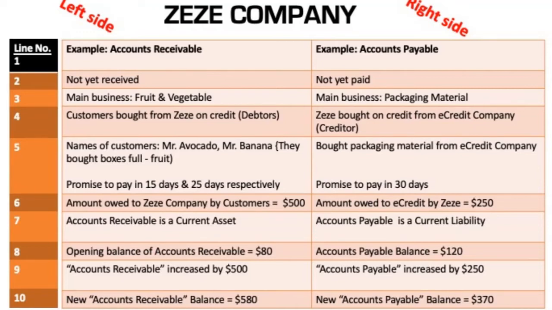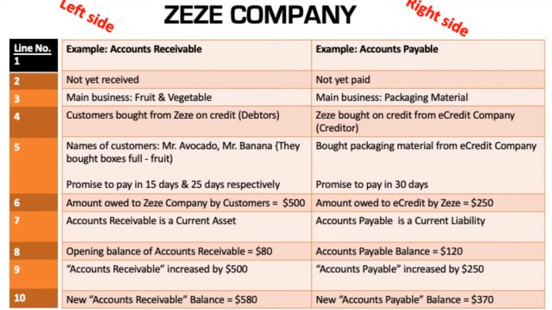Okay, that's nice. The company is waiting 15 days to be paid, and 25 days to be paid. So the total amount to be paid by Mr. Avocado and Mr. Banana is 500 US dollars. We are using US dollars. You can use any currency. You can just easily replace it. Instead of 500 US dollars, you can say 500 rands, depending on your currency.